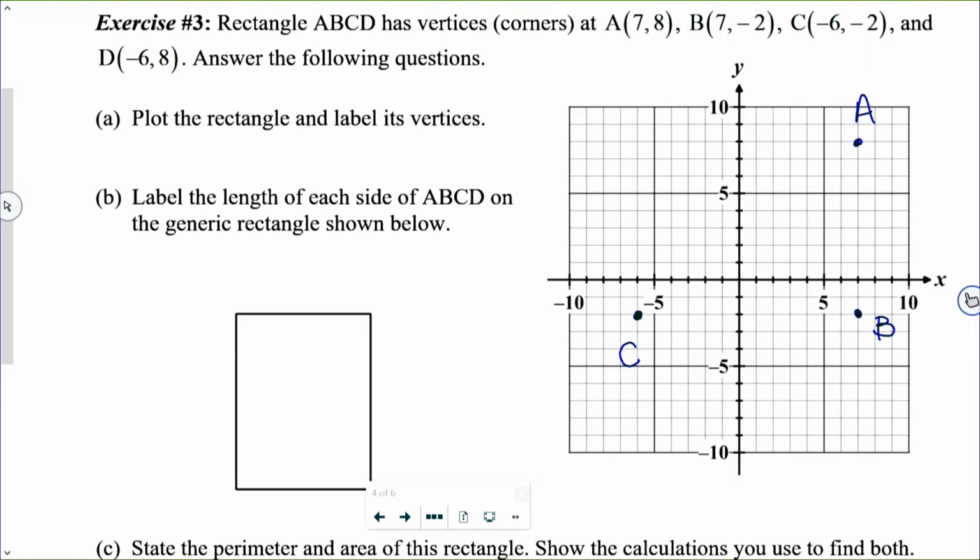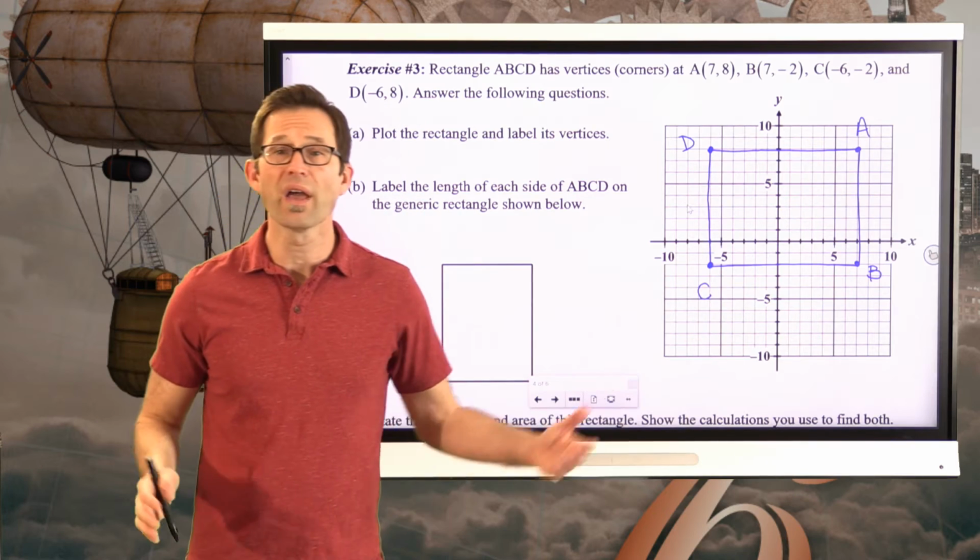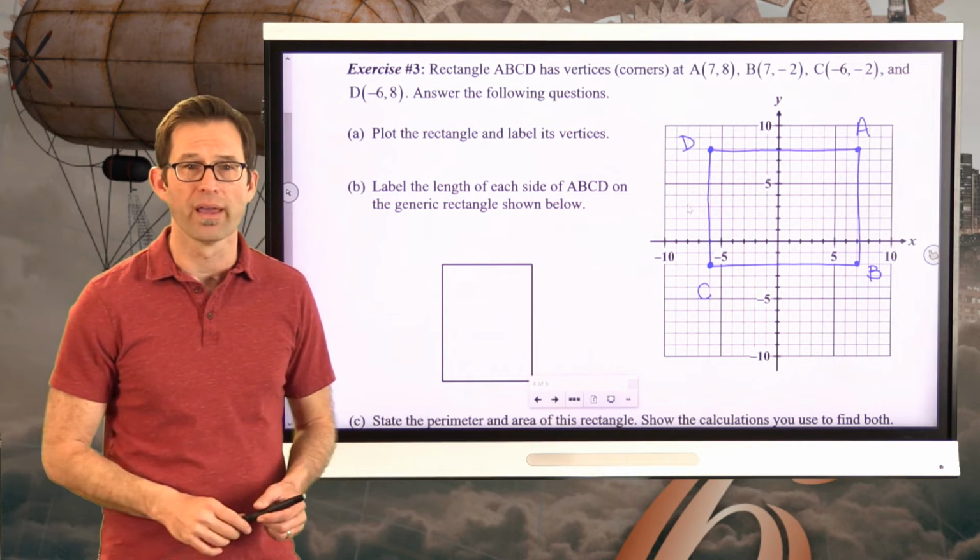D is at -6, +8. I'm trying to get all these plotted in the right place. I really should use a ruler right now. I'm just going to plot it like that. Great, nice rectangle in the coordinate plane.